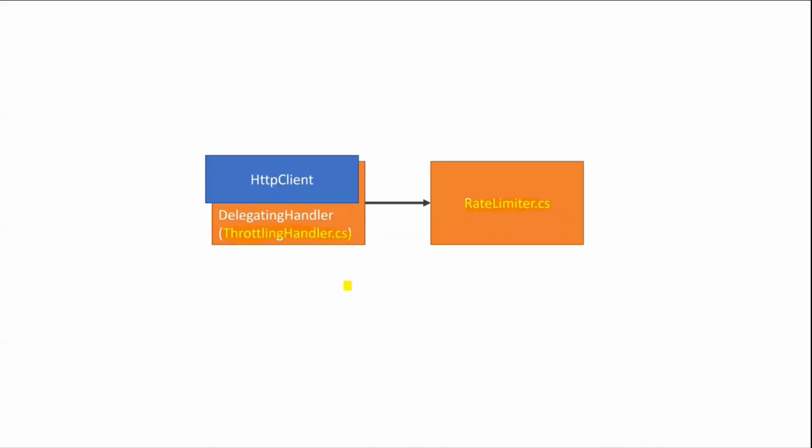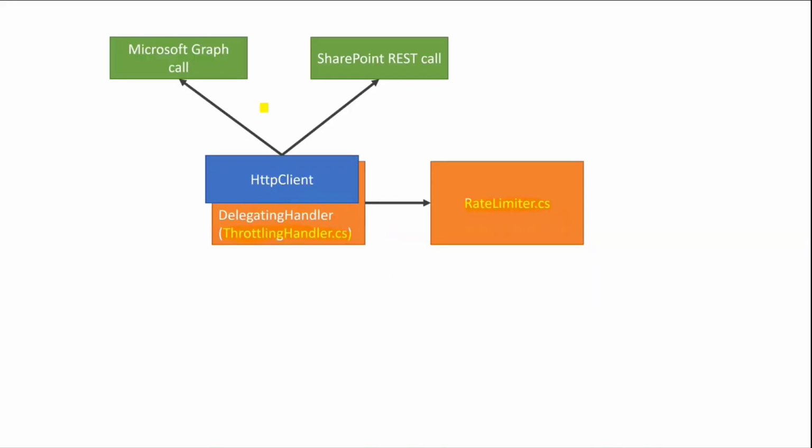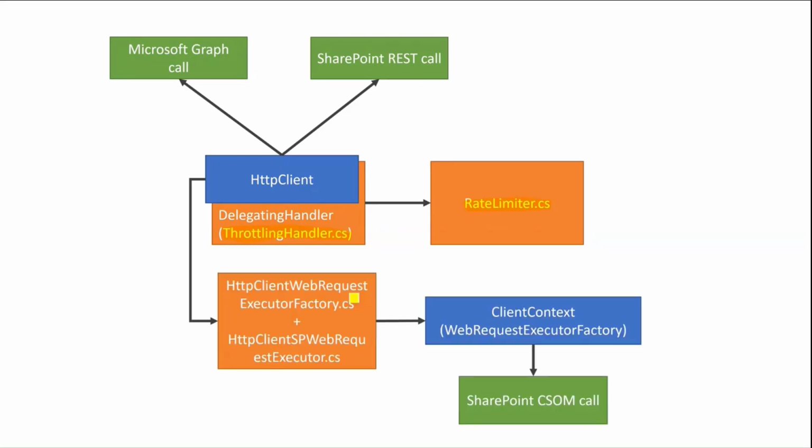Good. Going back over here, we explain those things. So the HTTP client can be used to make a Microsoft Graph call or a SharePoint REST call. For CSOM, it's a bit special. You can do a SharePoint CSOM call using our CSOM libraries, all good. But to get the response and look at the response headers, you need to plug in a custom web request executor factory, which then can use this HTTP client. So this same HTTP client is used for making graph calls, REST calls, and CSOM calls.